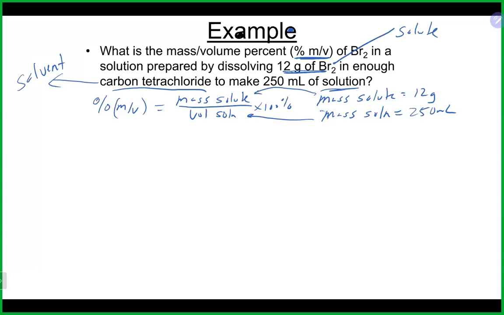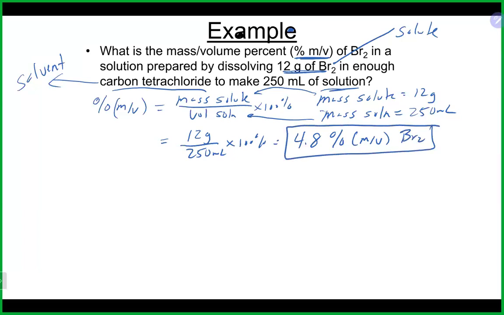All we have to do is plug that in, and that would get us 12 grams divided by 250 milliliters times 100%. And that's going to give us 4.8%. Usually people will just write the percentage with a little M/V next to it. And that would be Br2 solution in this case. Any question on that calculation?